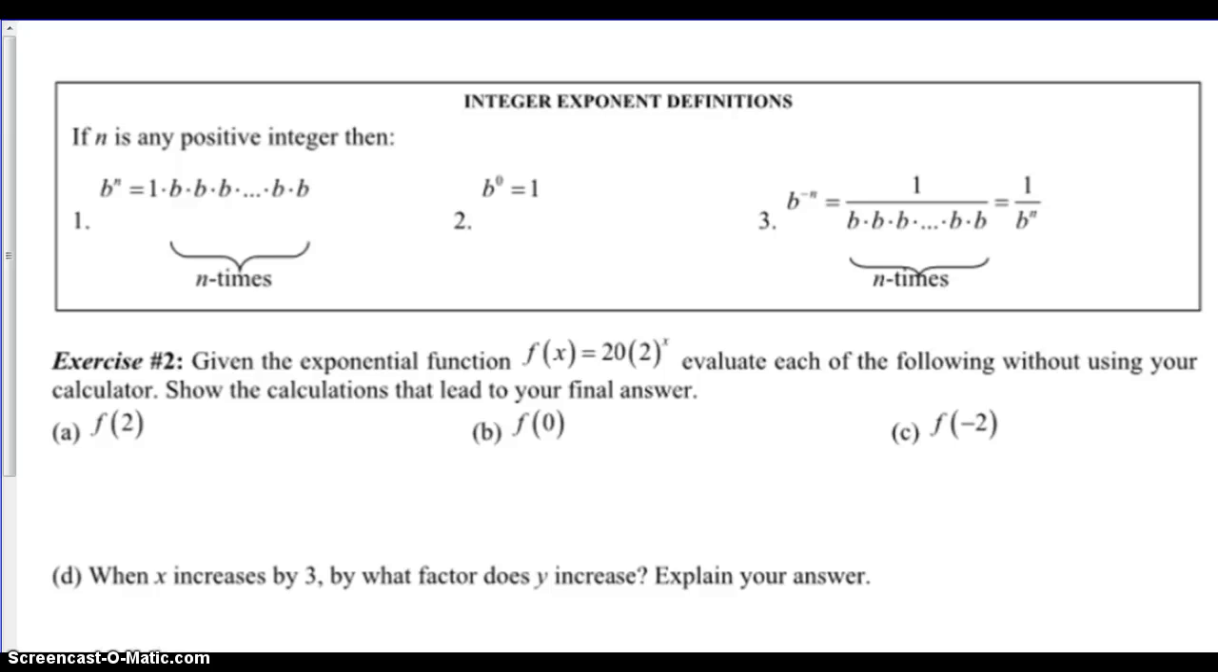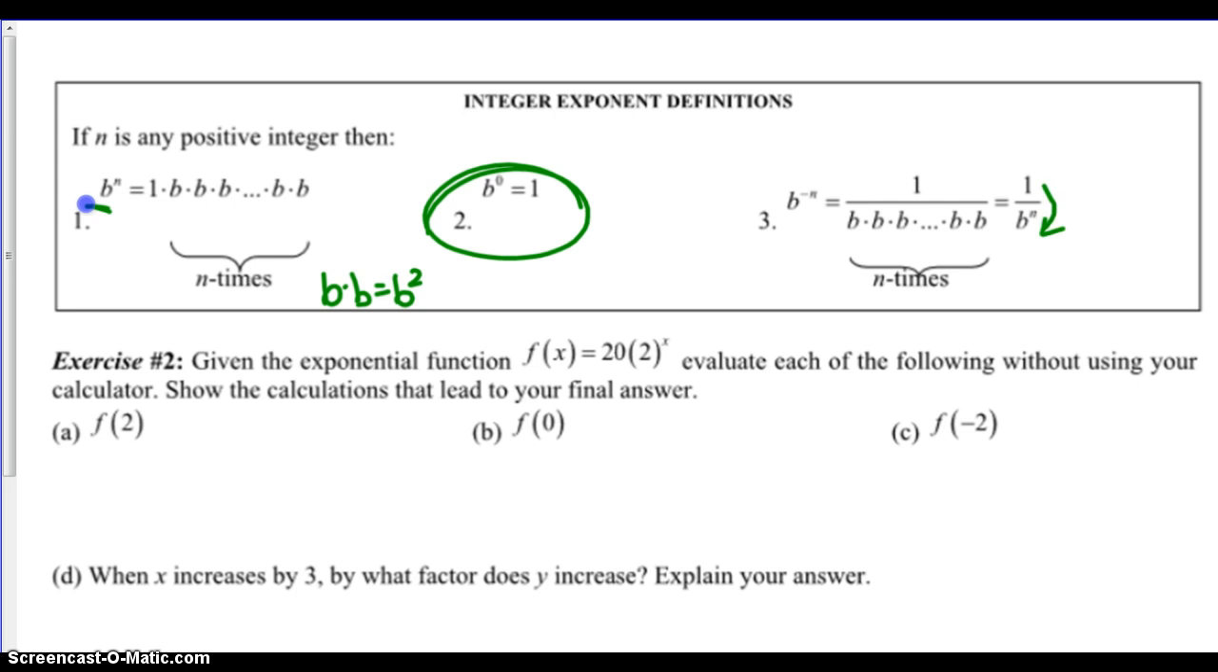The integer exponent definition. So there's 3 basic things we're going to look at. If I have b to the n, that means that I have that many b's. For example, b squared would be b times b. Okay, the next one's the big one right here. Anything to the 0 power is 1. And then over here, the negative exponent brings it to the denominator, okay?